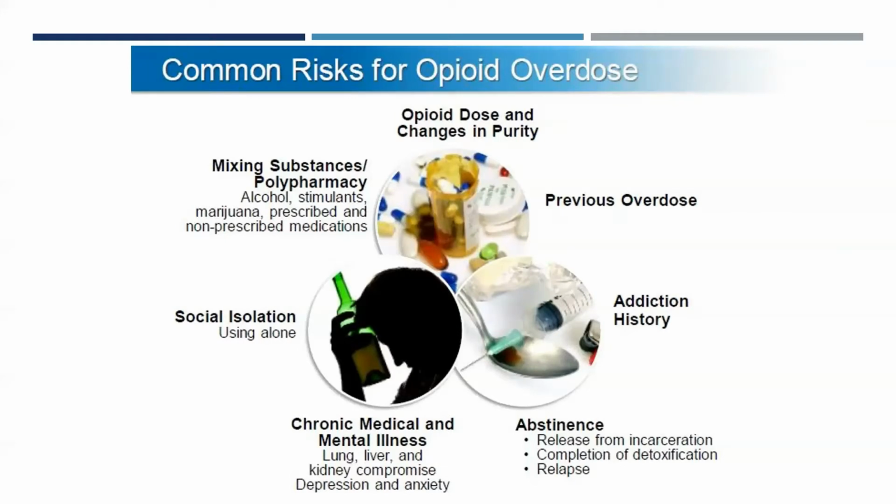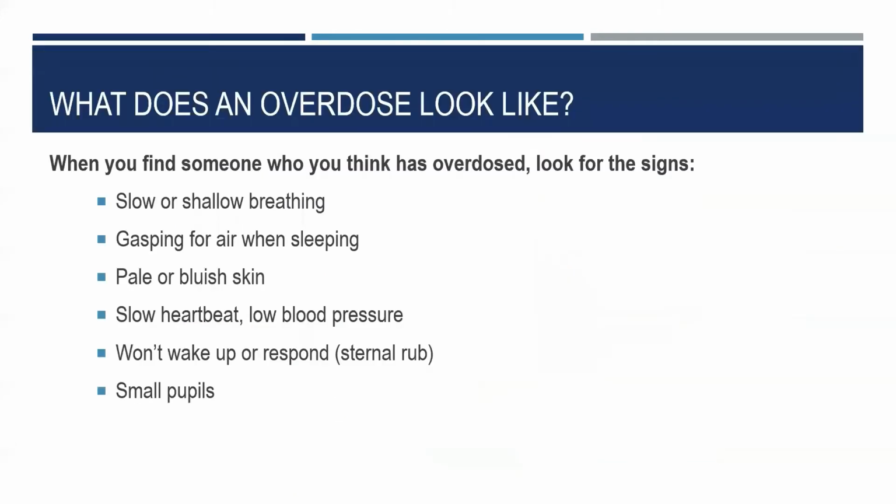You could have someone take opioids for the first time and there could be fentanyl in it, which is much more powerful, and they might not realize it, so they take too much. Or someone could be mixing substances, especially during COVID-19. We are seeing a lot of issues related to social isolation and taking opioids to kind of address that pain that they're feeling. And of course, due to chronic medical or mental illness, you might misjudge your ability to take these medications and overdose. So what does an overdose look like?